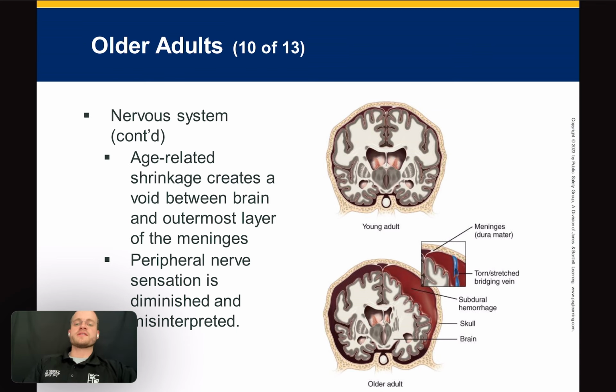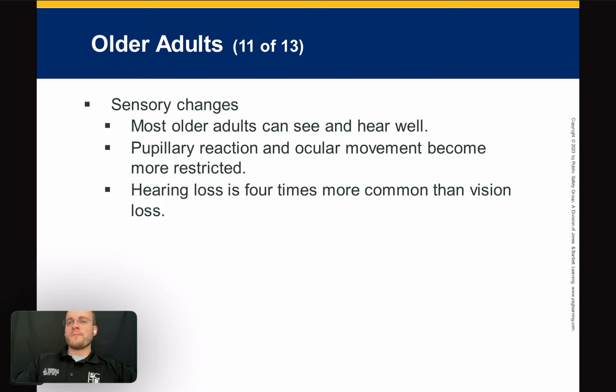Now, peripheral nerve sensation is diminished and misinterpreted. They may interpret hot as cold, or pain as just heat, or have this thing called neuropathy, where they just have pain for no reason. It's very common in diabetes and really just in aging in general. So just be aware the peripheral nerves change. Again, everything gets worse.